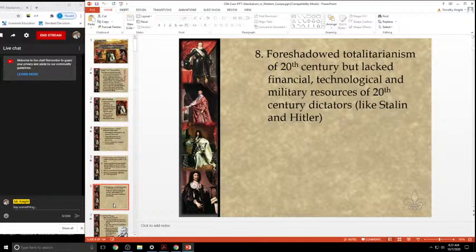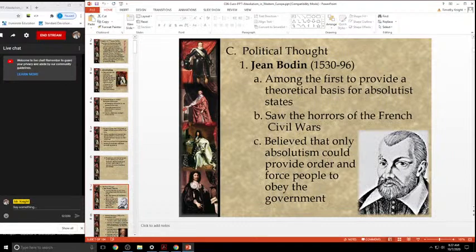But it lacked the financial, technological, and military resources of the 20th century dictators like Stalin and Hitler. And so it foreshadows it, but the age of absolutism is different than totalitarianism. Plus, it's kings, not military dictators. Okay, political thought. How do we get to the age of absolutism?